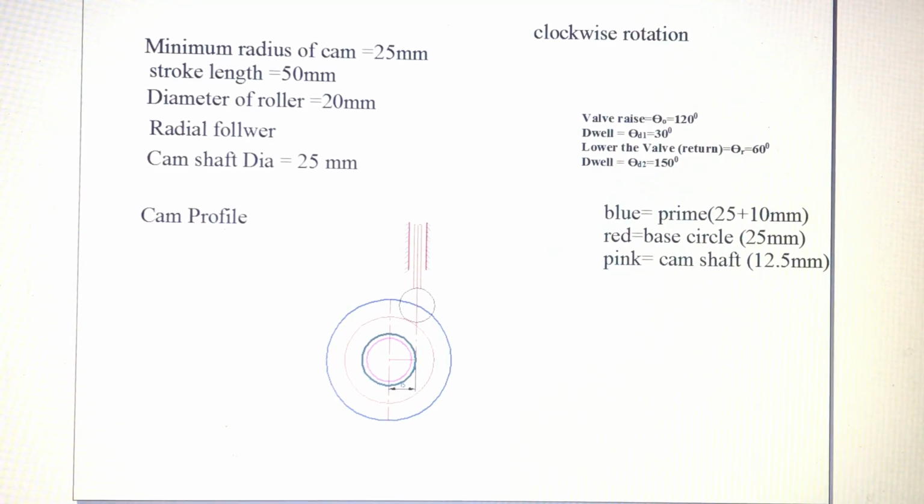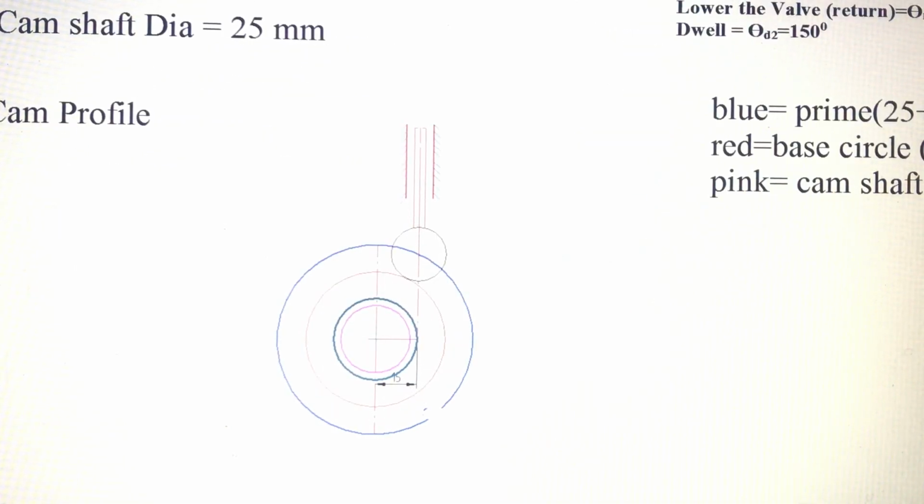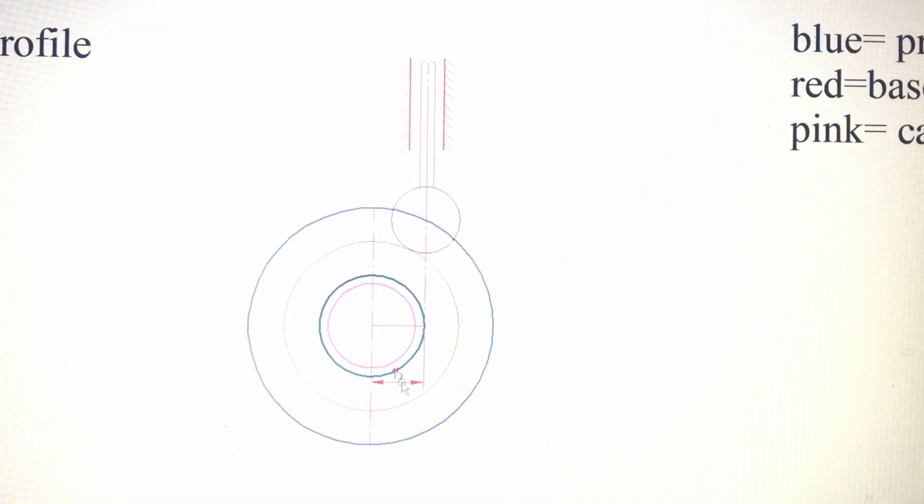Hello everyone. Many students have doubt how to solve a problem if there is an offset for the follower. For that I am considering the previous problem only. In that I'll take 15 mm offset for the follower towards right. It may be towards left or it may be towards right depending upon the problem statement. Now I took on right hand side.